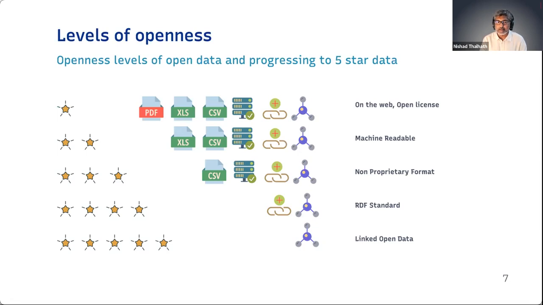So 1-star is that the data can be on the web with an open license. Most of the open or free license data available on the web is 1-star data. But when it is machine readable, for example, not scanned documents or PDFs, but data formats which are machine readable, then it's 2-star. Then if it is published in a non-proprietary format, for example, CSV or any other non-proprietary format which doesn't require specific software or tools to interact with, then it is probably 3-star data. Then 4-star is if you publish your data in RDF, and 5-star is for making that RDF linked to other concepts.